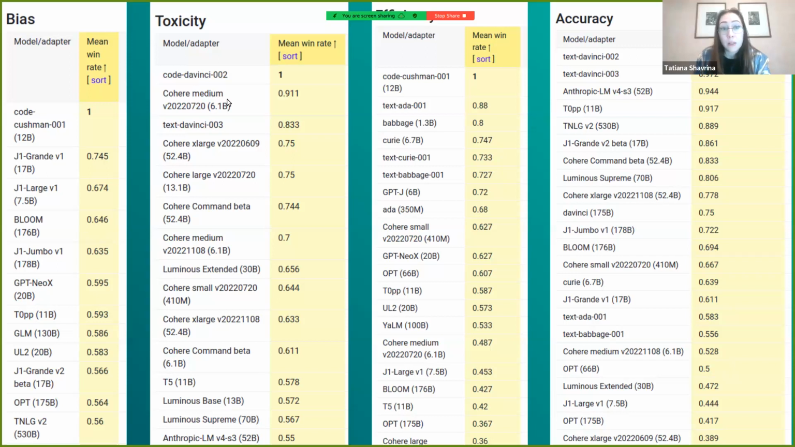And in toxicity, the most non-toxic model is Code Da Vinci, and also proprietary models like here and the classic Da Vinci, the largest GPT-3-like model. And in accuracy, we have the best models performing, of course, the Da Vinci, also the Anthropic Claude, but also some language models that are not even generative, like T0. So that's somehow an interesting result.